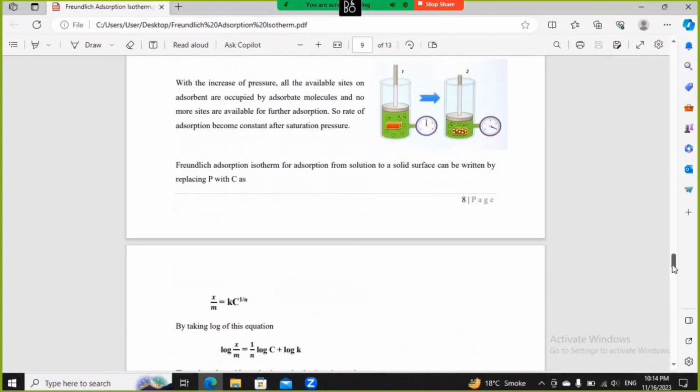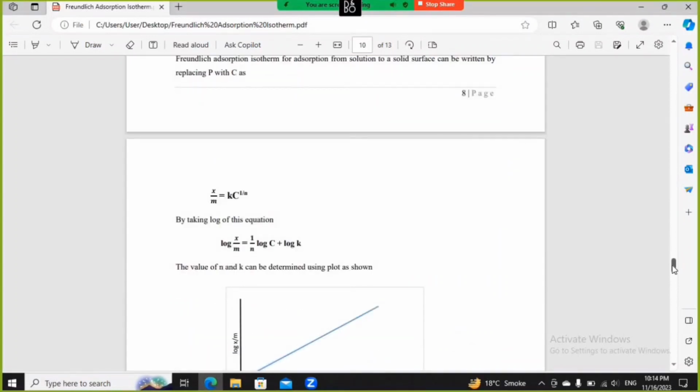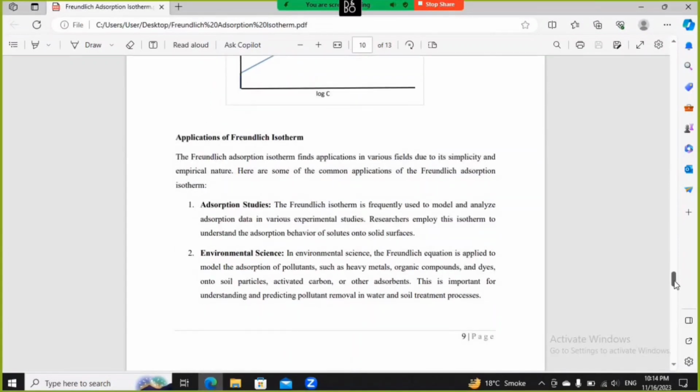Freundlich adsorption isotherm for aqueous solution can be written by replacing P with C, where C is the concentration of adsorbate. This equation also shows that extent of adsorption is directly proportional to the concentration of adsorbate. This equation can be converted into straight line equation by taking log on both sides.